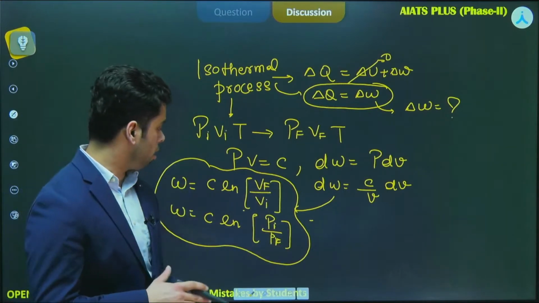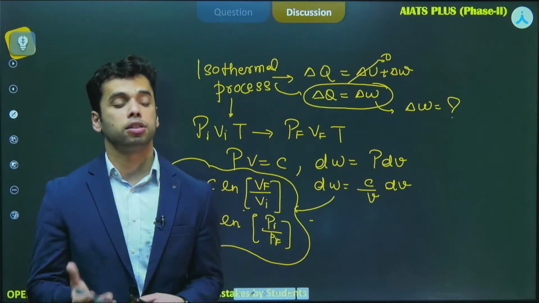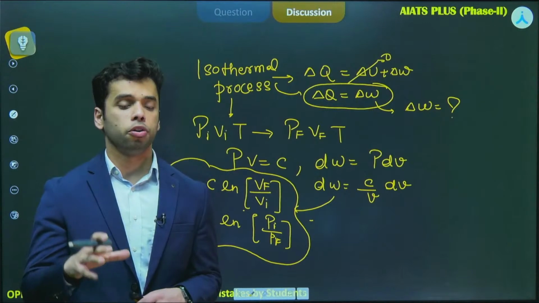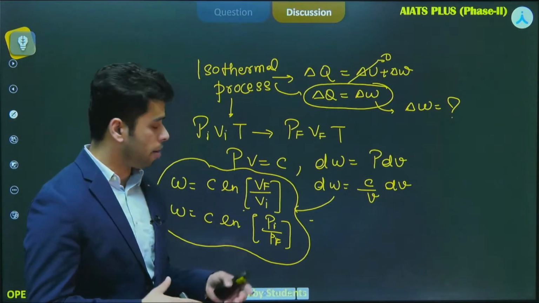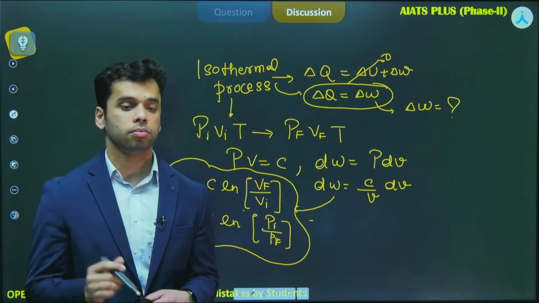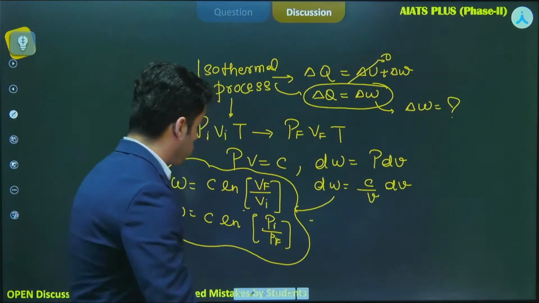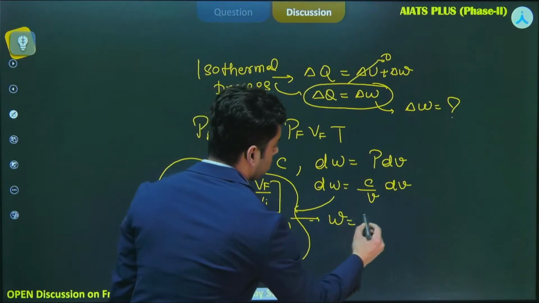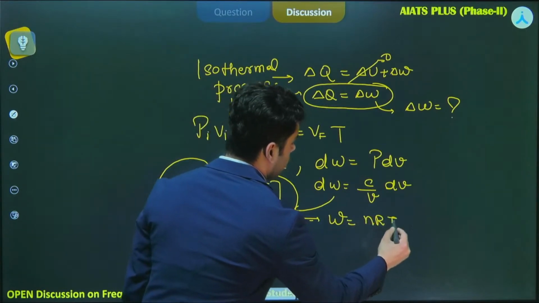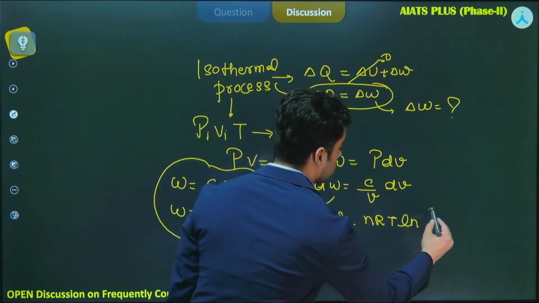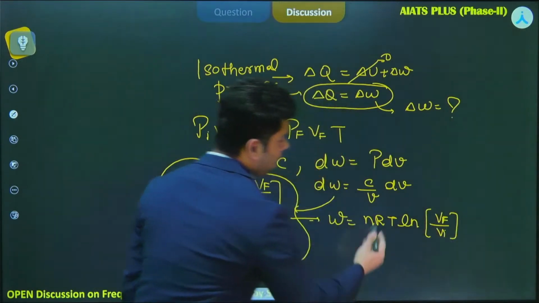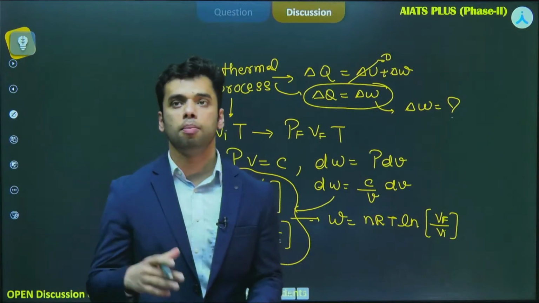Is anyone having any confusion while dealing with the expression for work done for the isothermal process? You can put your doubts in the comment box. Dear students, these are the two expressions. C can also be written as nRT. So nRT ln V final by V initial or nRT ln P initial by P final.